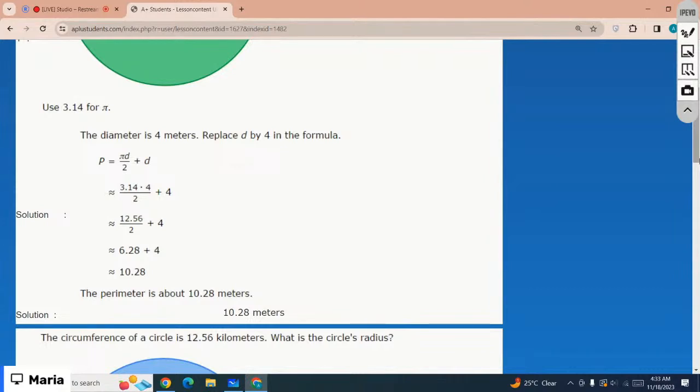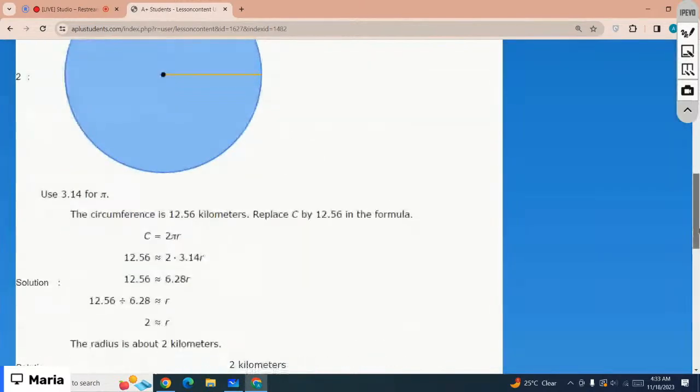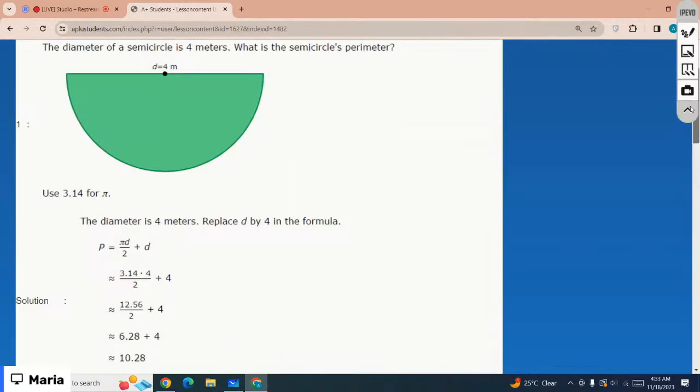Okay, the next one is you are given the circumference of the circle. You need to calculate the radius of the circle. We know that the circumference of the circle is C equals 2 pi r, right? You are given the value of the circumference. Just put the value of the circumference in the equation and calculate the radius, right? Okay, let's just start with the practice questions.